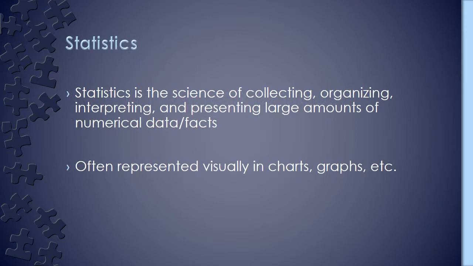Another very popular and powerful type of evidence is statistics. So what are statistics? It's the science of collecting, organizing, interpreting, and presenting large amounts of numerical data or facts. So statistics are a type of factual reporting, except it's primarily numerical. Statistics are usually ways of summarizing a large amount of data, studies of hundreds or thousands of different subjects, surveys, things like that, and they're often represented visually.